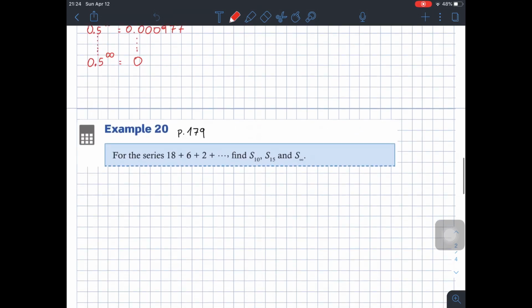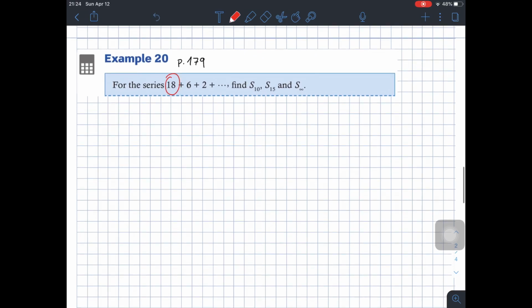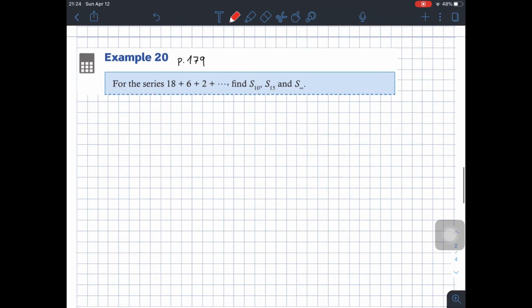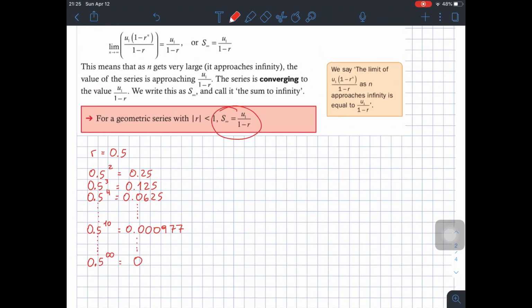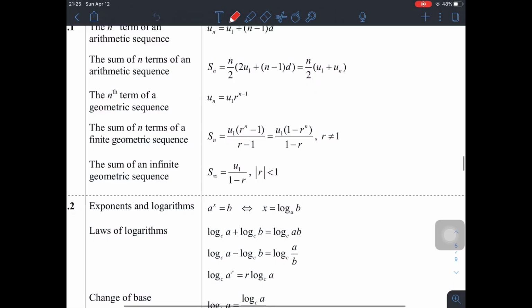Okay, let's see some examples to see how this applies. This is very easy, people. It's just applying a formula. It says, for the series 18, 6, 2, and so on, find s of 10, s of 15, and s of infinity. So once again, we're going to calculate each of these terms. If we're asked to find s of 10 and s of 15, we do not use this formula. This formula is only valid for s of infinity. So we should go back to the other formula we've seen, which is this one, okay?